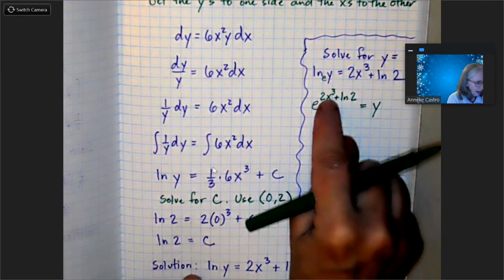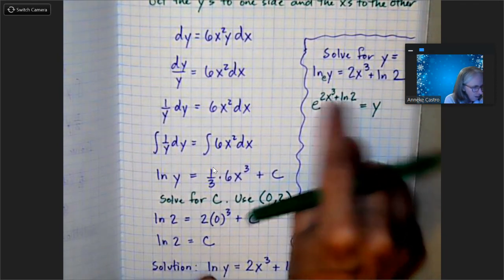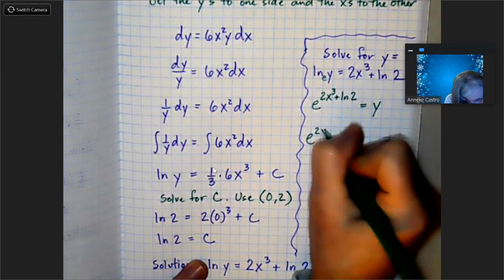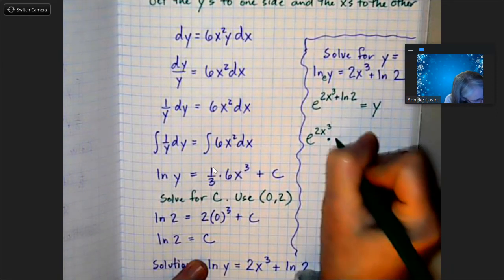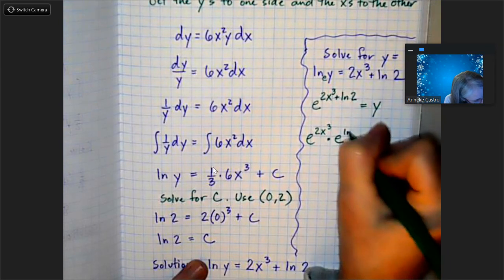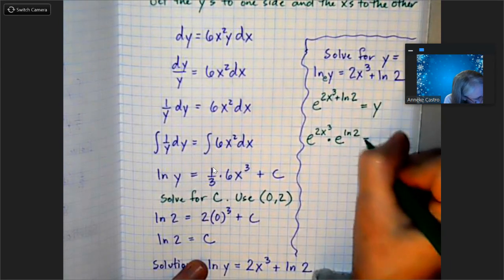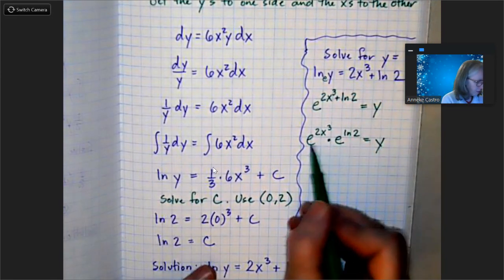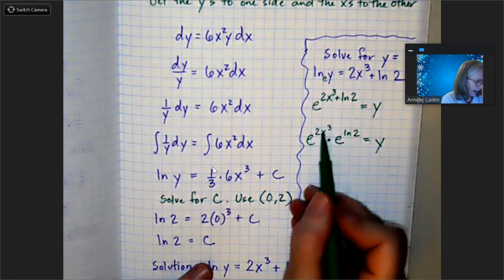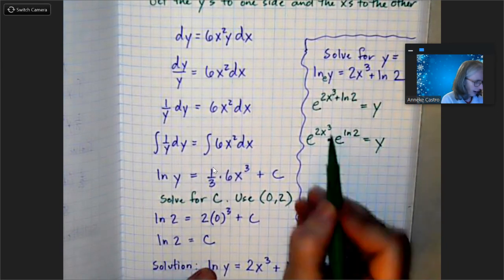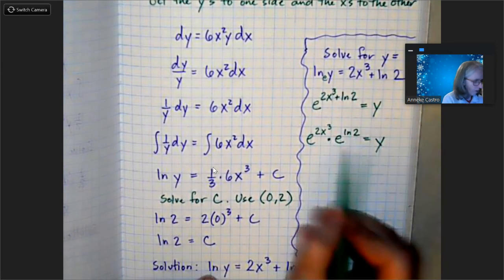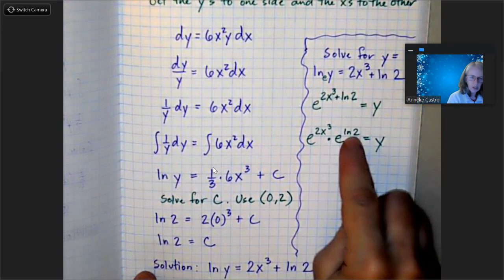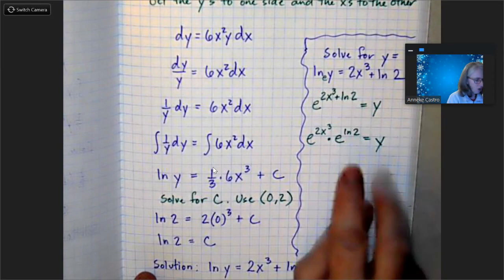So when you have an exponent with addition in it, that's the same as writing e to the 2x cubed times e to the natural log of 2. Right? Because if I'm multiplying two exponential expressions that have the same base, I can add the exponents. If I added those together, I would get that. And now this little one right here, e to the natural log of 2, simplifies to just 2.